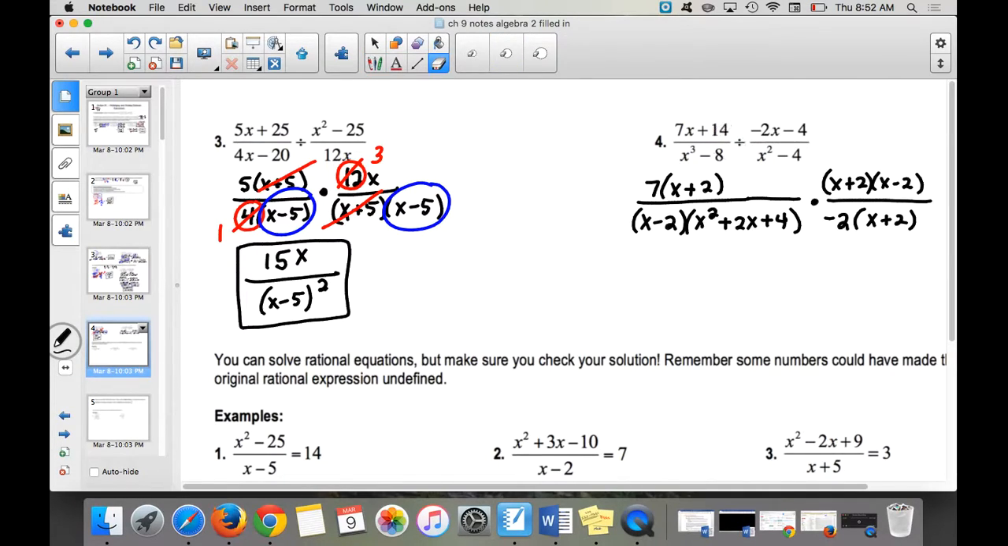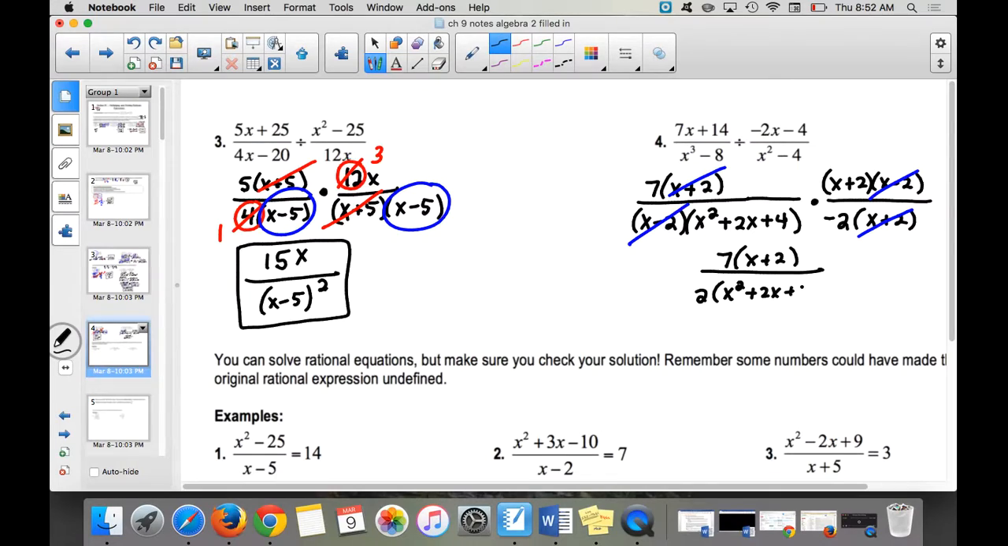All right, now we start canceling. We know that we have the x plus 2 in common on top and bottom. We have an x minus 2 in common, but there's really nothing else. So our final answer should look like 7 times x plus 2 over negative 2 times x squared plus 2x plus 4. Did anybody get those all the way correct? Good. Oh, I didn't put a negative. Oh, man. So let's put the negative. It can go on the top or on the bottom. It doesn't matter. All right, does this make sense?